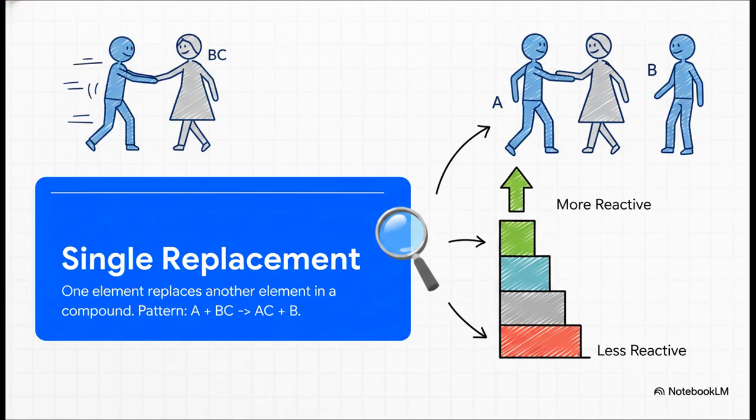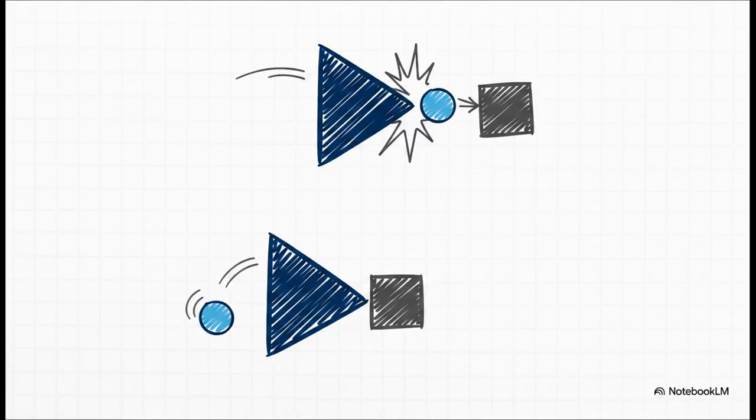To win the spot in the compound, the incoming element absolutely has to be more reactive than the one it's trying to replace. Let's see how that crucial rule actually plays out. So zinc is higher on the activity series than copper, right? So if you put solid zinc into a copper sulfate solution, zinc easily steals the sulfate and kicks copper to the curb. Iron will do the exact same thing to copper.